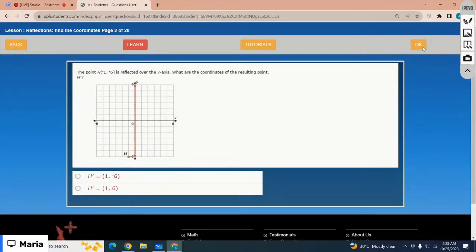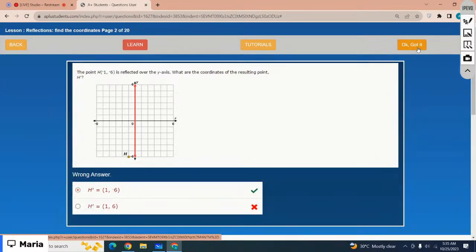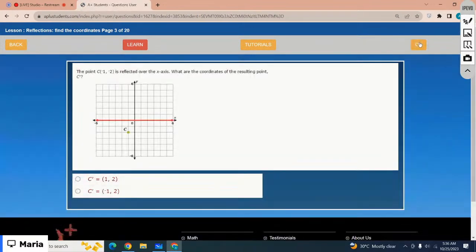Okay, the point H (negative 1, negative 6) is reflected over the y-axis. What are the coordinates of the resulting point? Okay, H is reflected over the y-axis. So the coordinates are 1 and negative 6 over the y-axis. So the correct option is 1, negative 6.